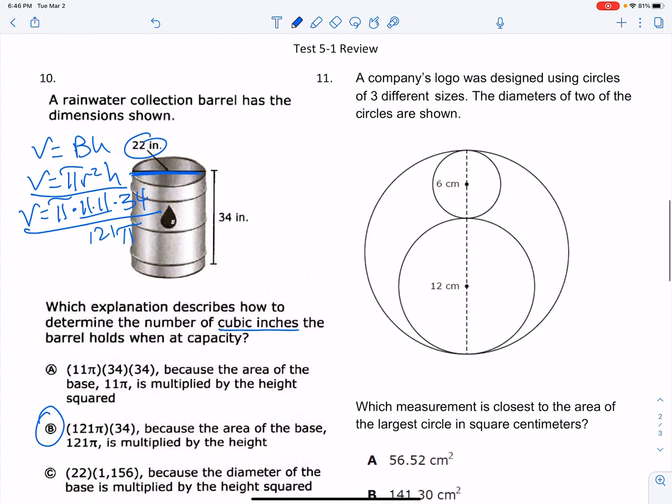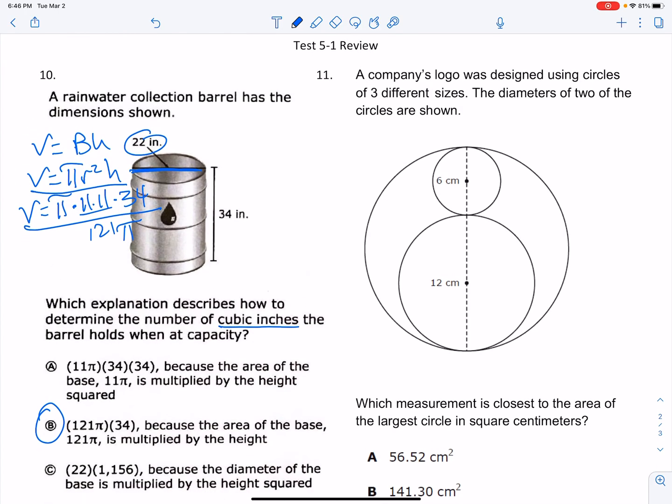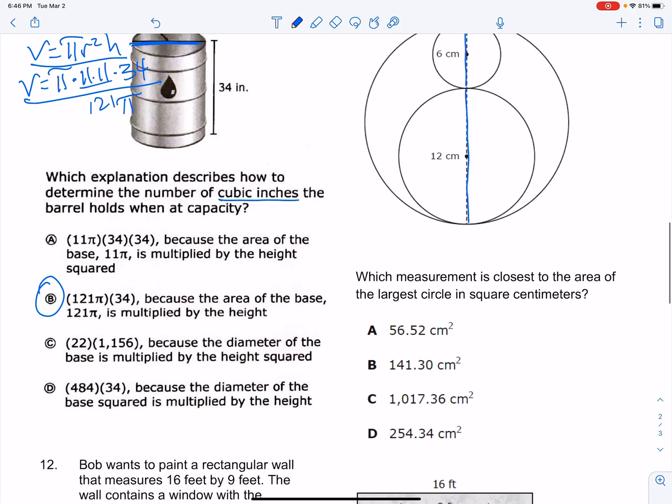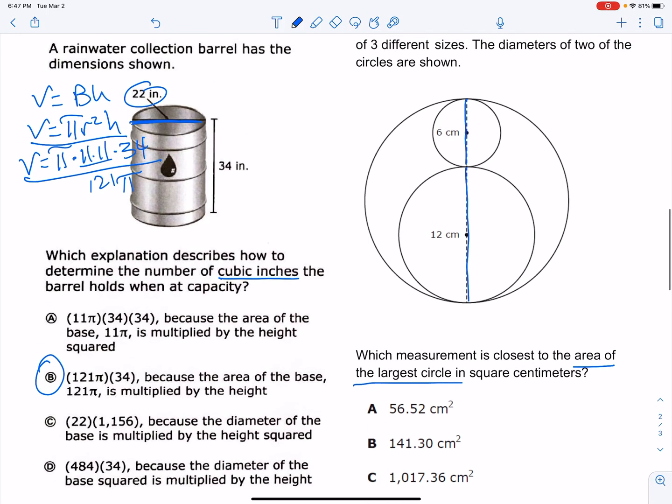Okay, so now let's look over here at number 11. A company's logo was designed using circles of 3 different sizes. The diameters of 2 circles are shown. So I've got a diameter here of 6 and a diameter here of 12. Which measurement is closest to the area of the largest circle in square centimeters? So I need the largest circle.